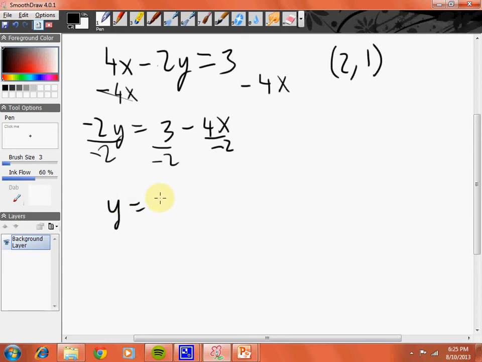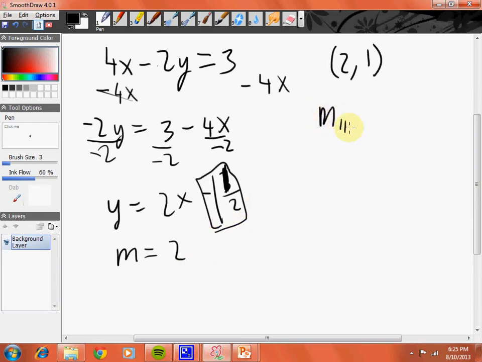Y equals 2x plus 1.5. This constant is pretty irrelevant, I don't really need it. But I know that the slope of this line is 2, and that's really all I needed. That tells me that the slope of the line parallel to this one is 2, and it goes through this point. The perpendicular slope is going to be the opposite reciprocal of this, so it's going to be -1 over 2.